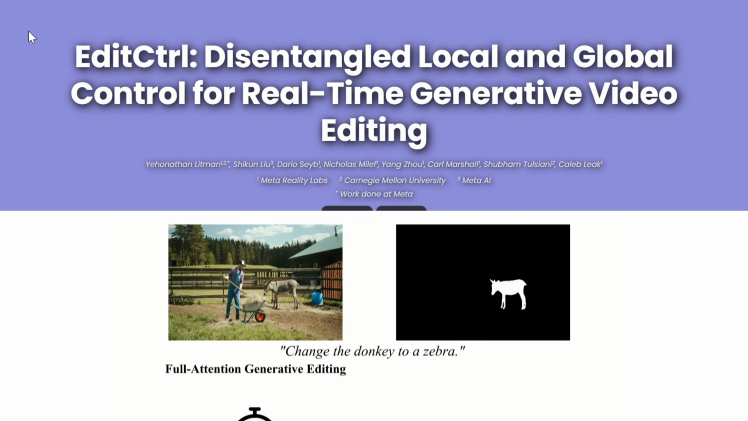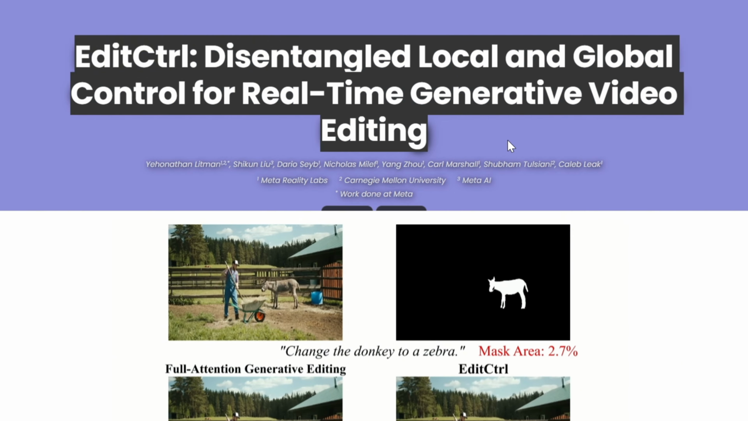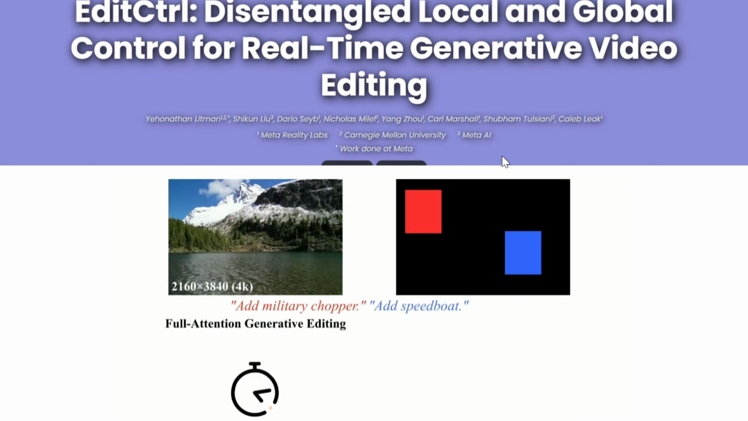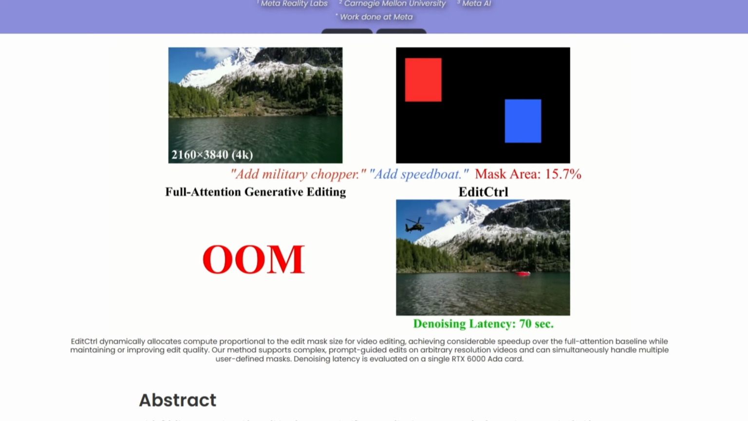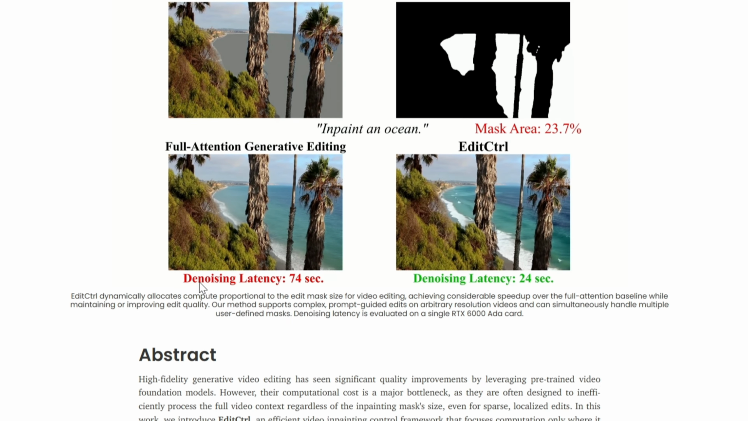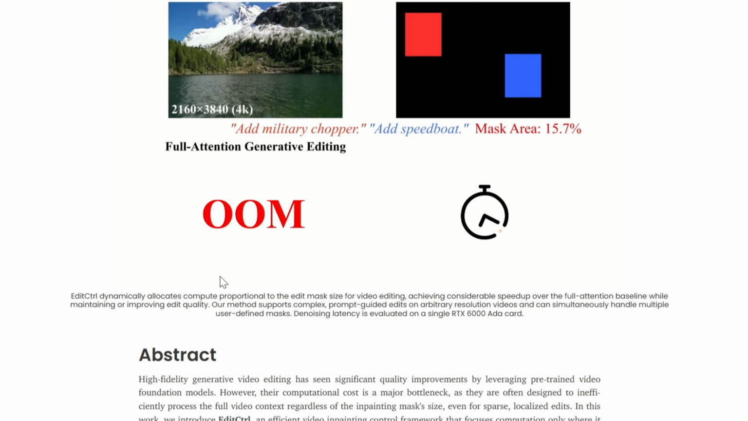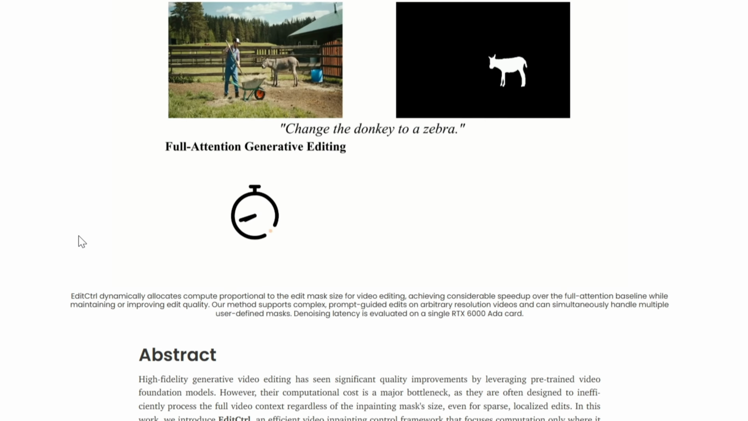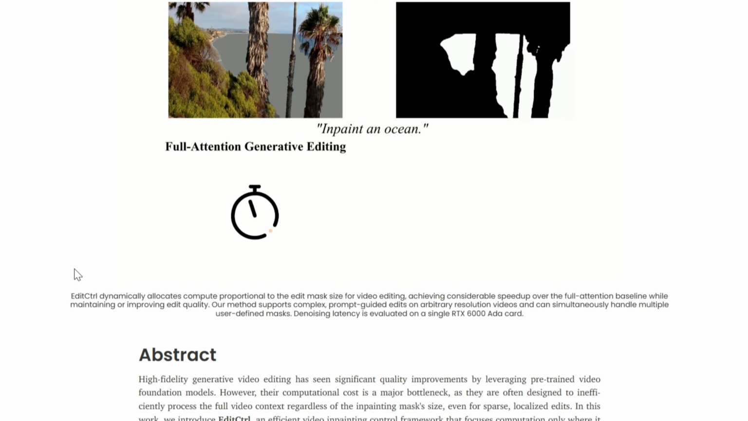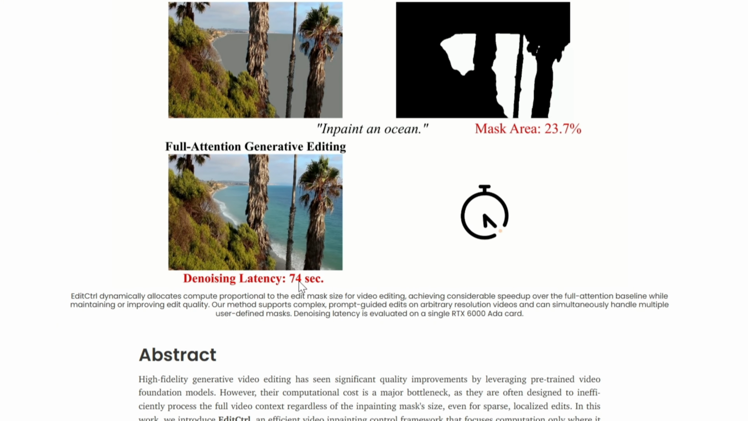First up, researchers from Meta Reality Labs and Carnegie Mellon University just published a video editing system called EditCtrl. Here's the problem it's solving. When you use AI to edit a video, existing systems process the entire video, every frame, every pixel, even the parts that aren't changing at all. That's incredibly wasteful. If you're only changing 10% of the frame, why are you spending compute on the other 90%? So EditCtrl solves this problem.